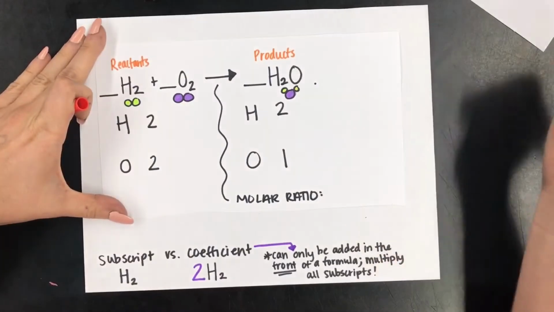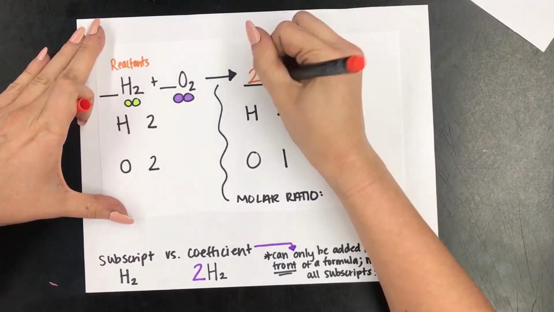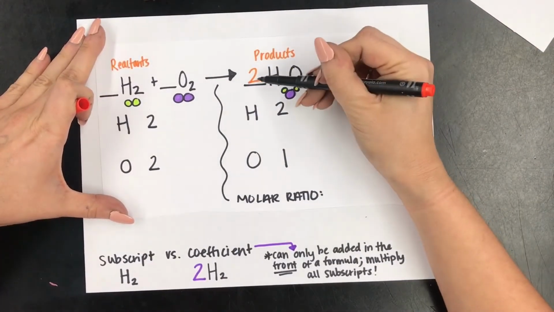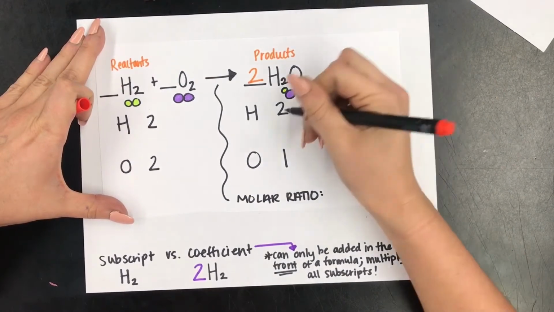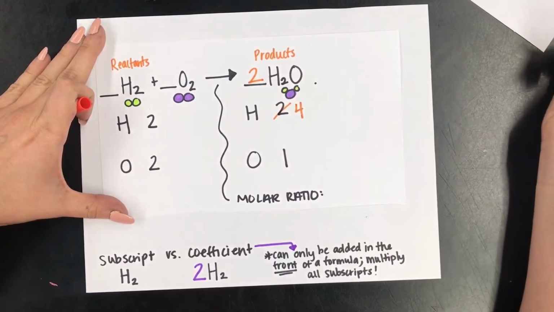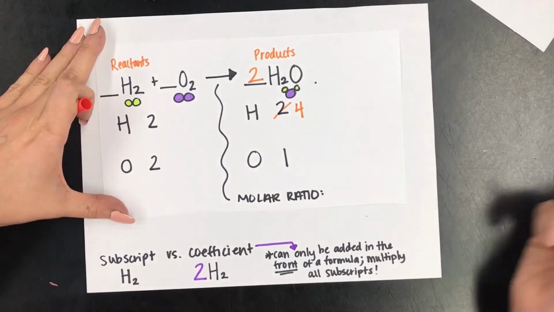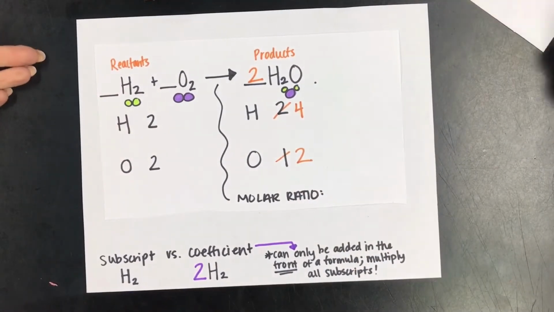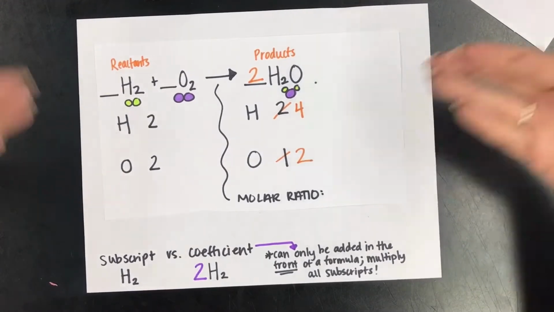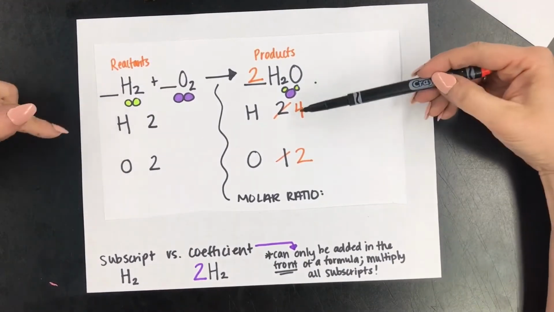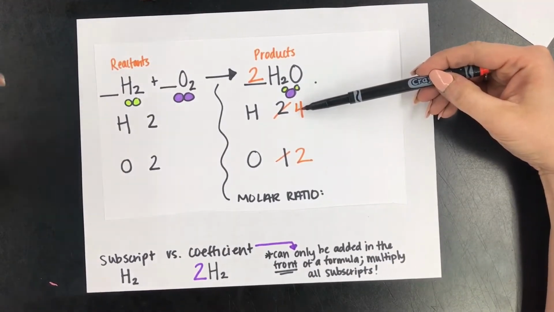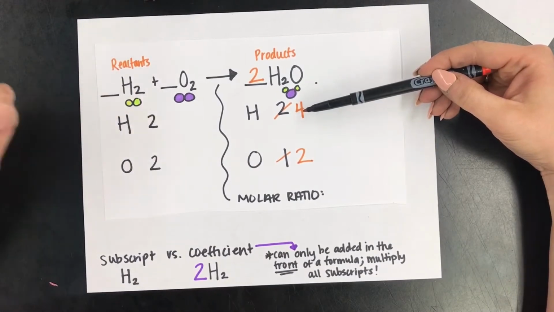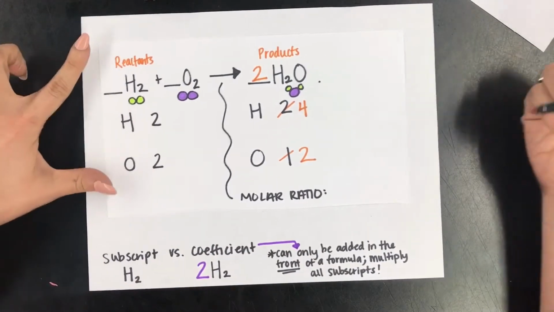Okay, so let's say that we put the 2 here and distribute. 2 times 2, this becomes 4. 2 times 1. All right, so we fixed one problem and created another. That's okay. Like I said, it's balancing because we can go back and forth. If we have 4 hydrogens on this side, I need a coefficient that I can multiply by 2 to get me equal to 4. Easy, 2.